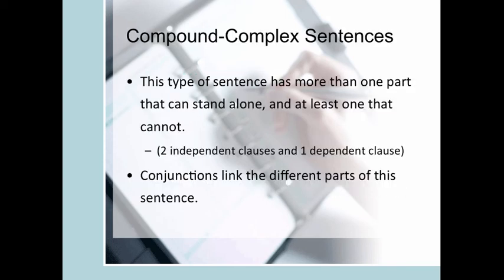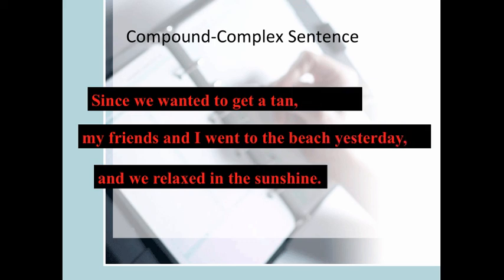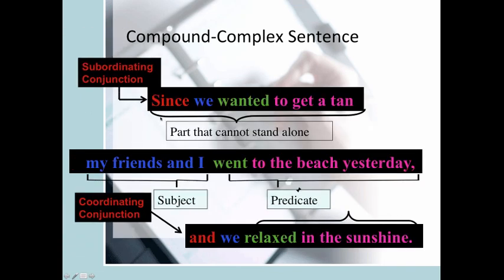Compound-complex sentences. This type of sentence has more than one part that can stand alone and at least one that cannot. So two independent clauses and a dependent clause. These sentences, as you learn to write them, will make your writing more sophisticated. It will bring it up to that college level writing that we're looking for. Since we wanted to get a tan, my friends and I went to the beach yesterday and we relaxed in the sunshine.